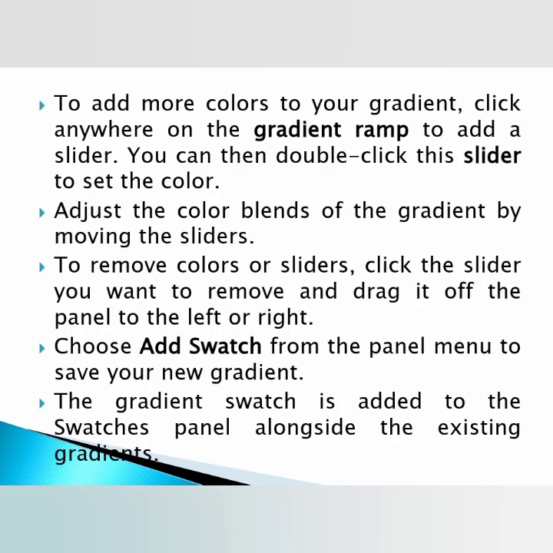To add more colors to your gradient, click anywhere on the gradient ramp to add a slider. You can then double click the slider to set the color. Adjust the color blend of the gradient by moving the sliders. To remove colors or sliders, click the slider you want to remove and drag it off the panel to the left or right. Choose Add Swatch from the panel menu to save your new gradient. And the gradient swatch is added to the Swatches panel alongside the existing gradients.